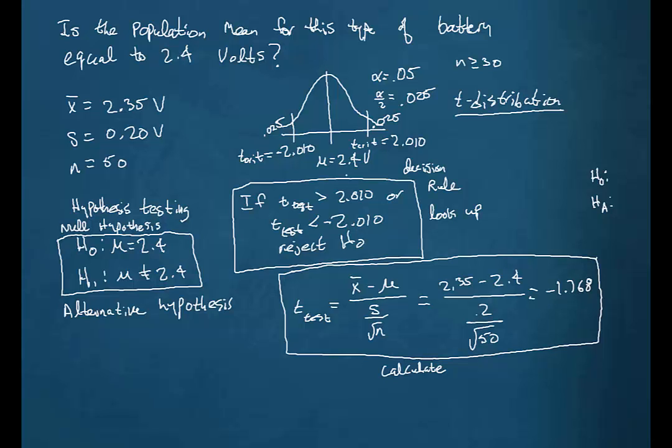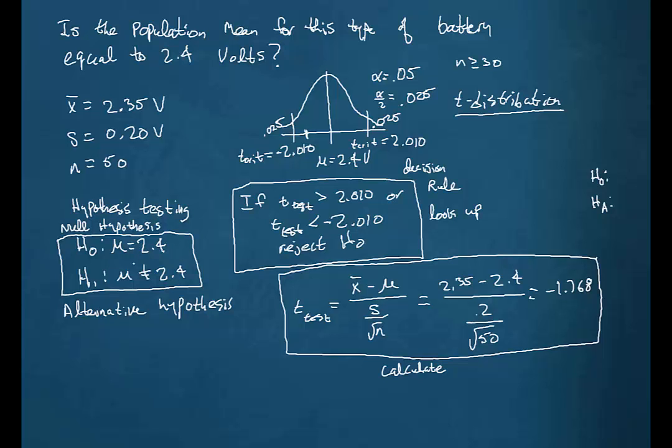Now, where did this land? Well, it landed in here. And we decided that only if we landed out in these tails would we reject that this population mean is 2.4 volts. So what's our conclusion going to be? Again, we have to keep in mind that we cannot prove anything using a sample. The only thing we can do is make a determination about whether or not something is particularly unlikely, in which case we would reject a hypothesis.